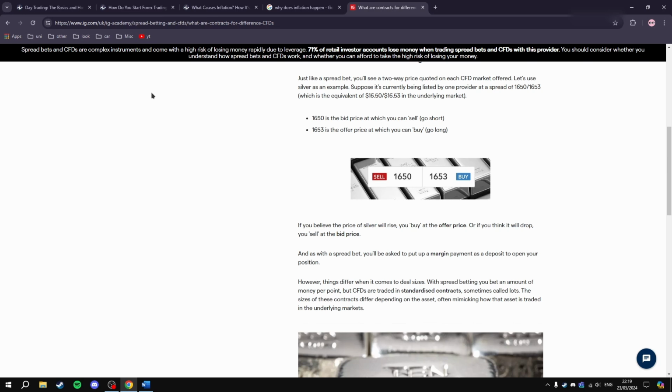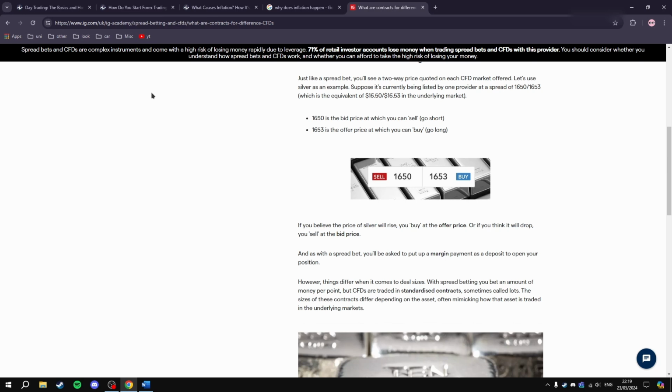1650 is the bid price at which you can sell, go short. 1653 is the offer price at which you can buy, go long. If you believe the price of silver will rise, you will buy at the offer price, so 1653. Or if you think it will drop, you sell at the bid price, so 1650.